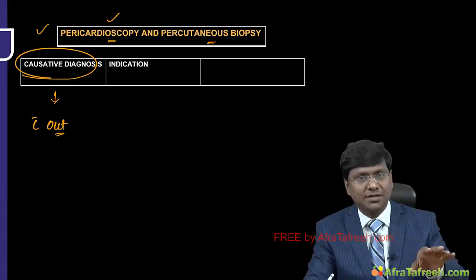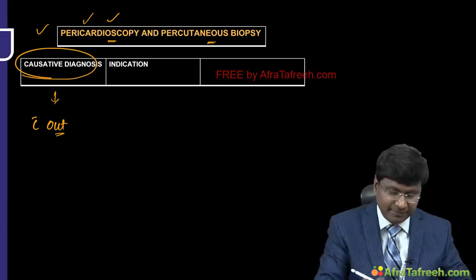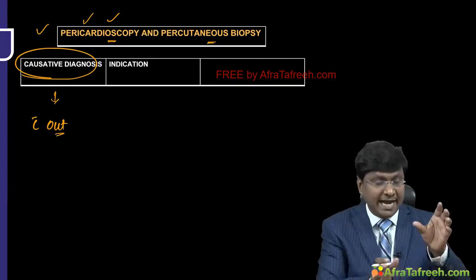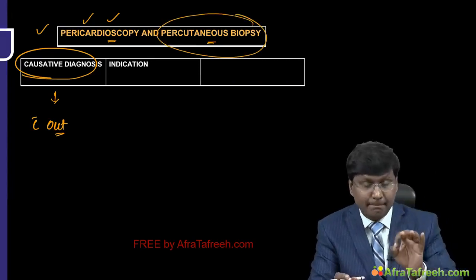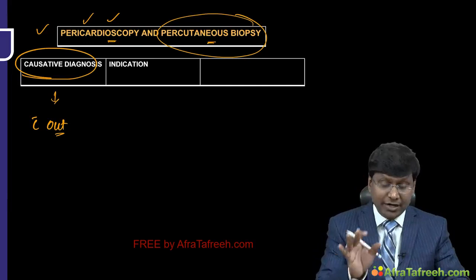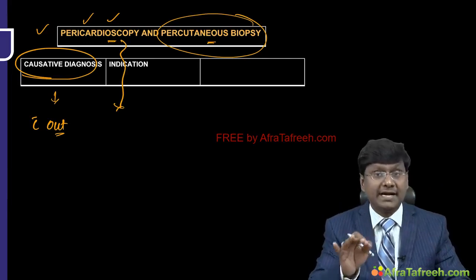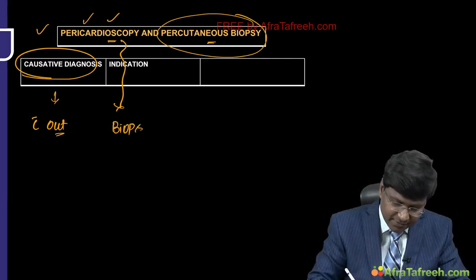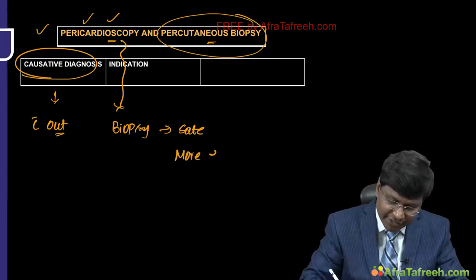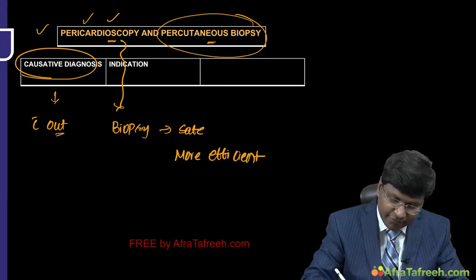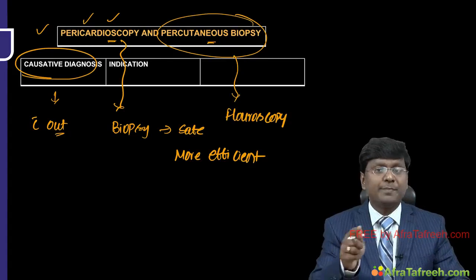So there were some studies also, right? The studies have done the comparison also. In some of them they have done pericardioscopy to make out the etiology, and in some of them fluoroscopic guided biopsy has been done. Okay, so in order to make out the etiology, what has been found is that pericardioscopy guided biopsy was found to be safe as well as more efficient compared to the fluoroscopic guided biopsy.